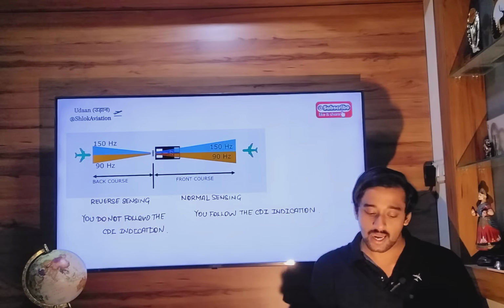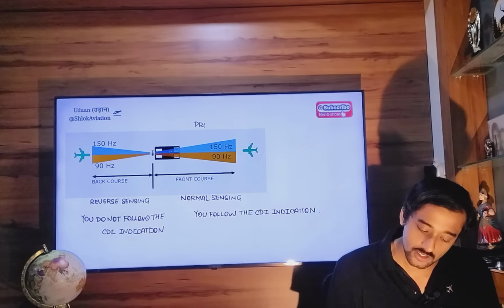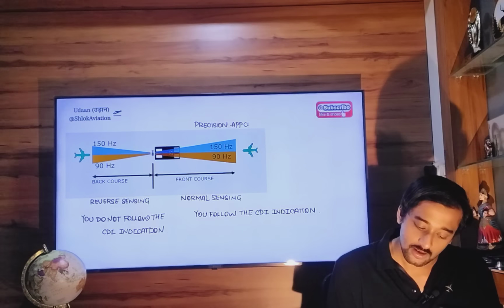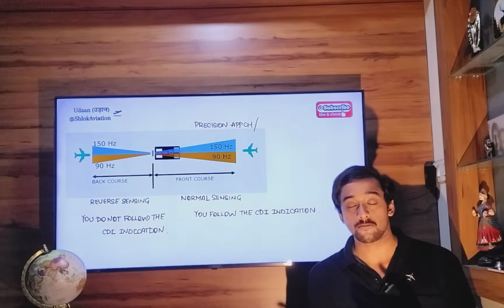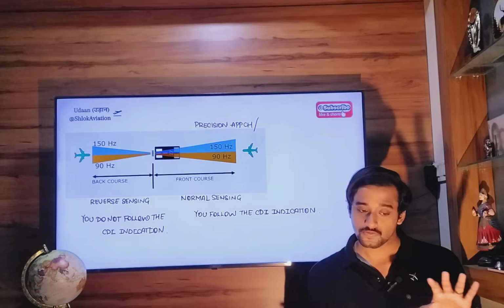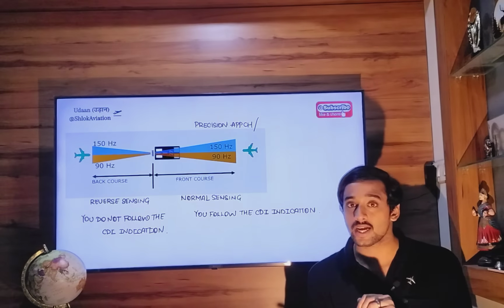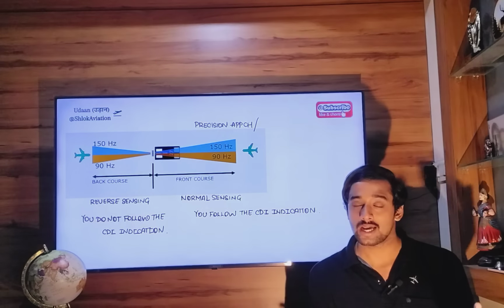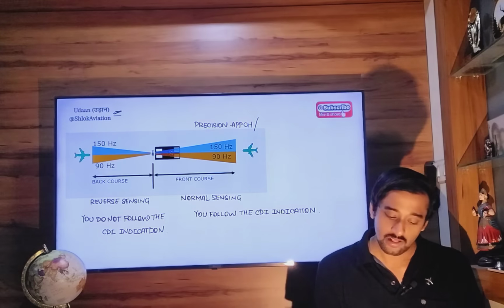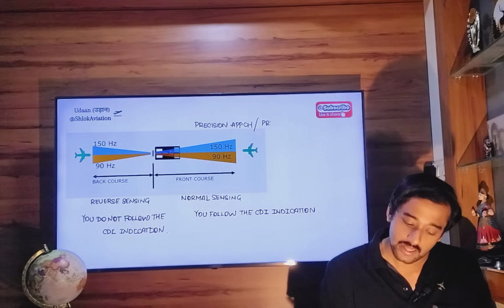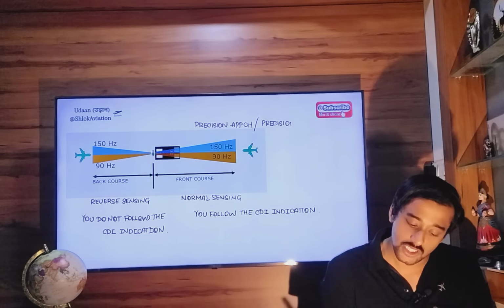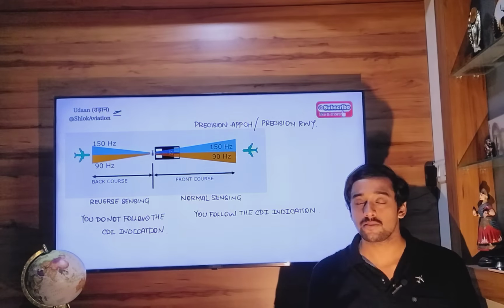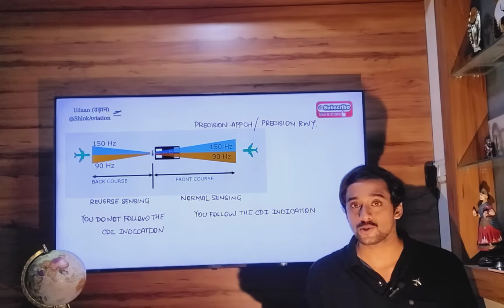So a front course ILS will be a precision approach performed on a precision runway. Why a precision approach? Any approach that has both horizontal and vertical guidance, in the form of localizer and glide slope transmitter, will be called a precision approach, and that particular runway will be called a precision runway.